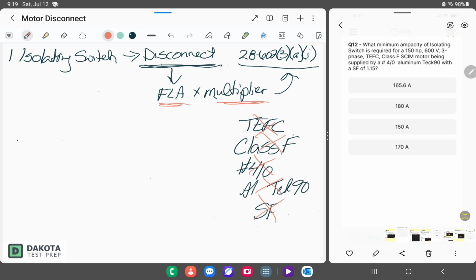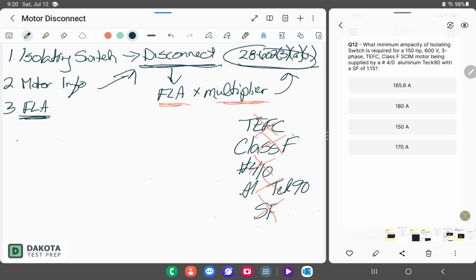That's why it's so important when you get these questions to ask what the question is asking for. In this case, it's asking about the isolating switch. Great. What do we have? We have our motor info, and we know it's about a disconnect, so we'll go to this code over here. Then what do we need? We need our FLA.